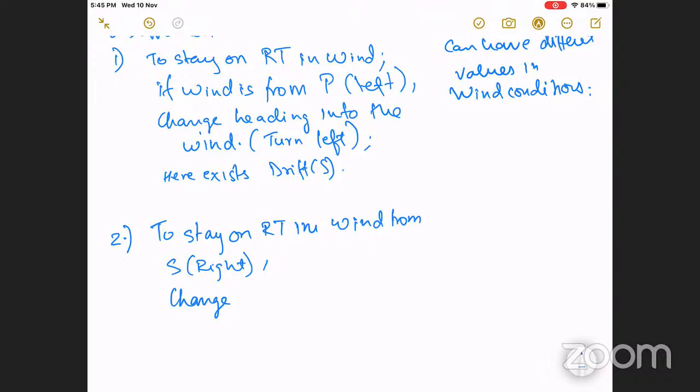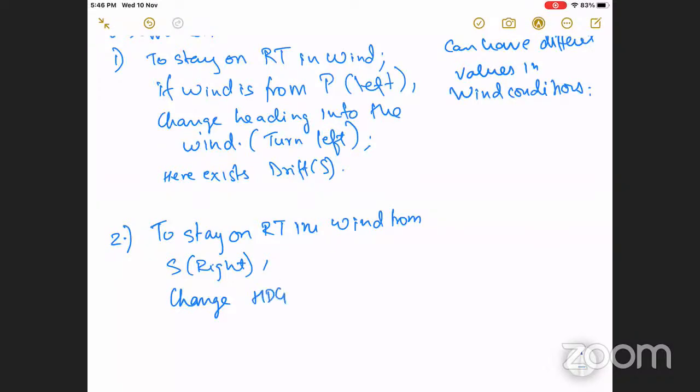So we need to change heading to the right. Simple. We need to change heading to the right. That is the direction from where the wind is coming. Here exists port drift. Complete port drift. Even when the wind is coming from the right, you would have been pushed to the port. But right now your heading is on the right, but it is a port drift, because you have allowed for that drift. Most of the time, whenever the word drift comes, you will assume only this situation.